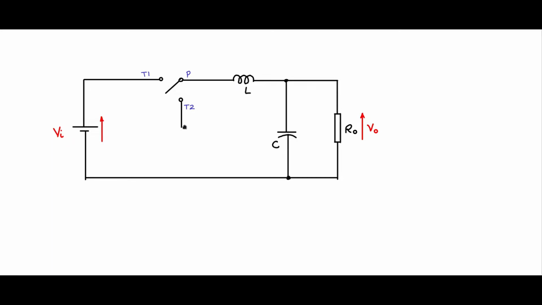So let us also make the connection for this throw T2, and let me connect this to ground. Which means throw T1 is connected to Vi, throw T2 is connected to ground, and the pole P will alternately connect to T1 and T2. So this is a full-fledged DC-DC converter. It has a single pole double throw switch, an inductor L, and a capacitor C. So this portion will be a switched mode power converter.